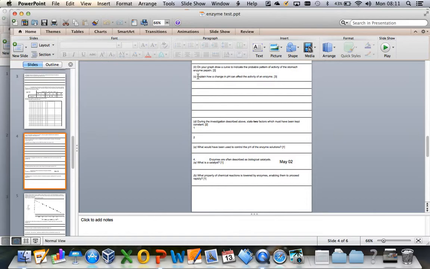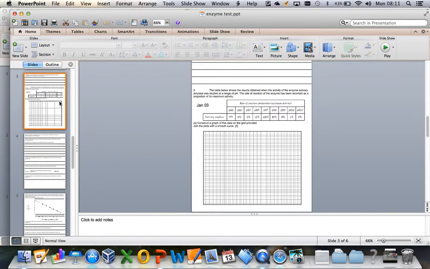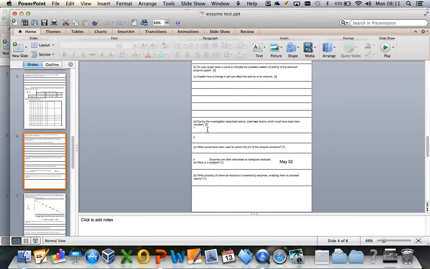Two other things which must have been kept constant, well, if we look back to the investigation, they would change in the pH, so we can't have that one, but we could have temperature, we could have enzyme concentration or substrate concentration. What would be used to control the pH? That would be a buffer solution.